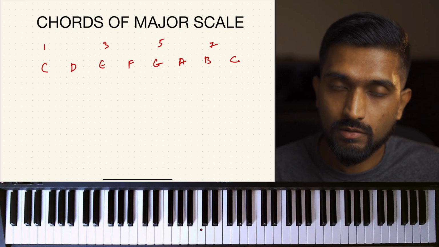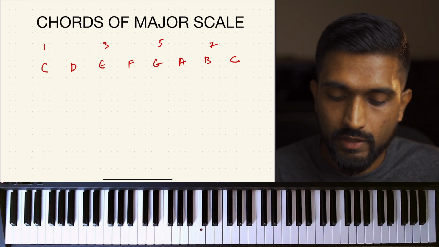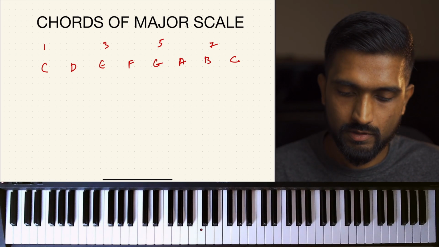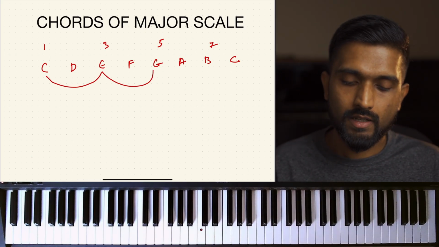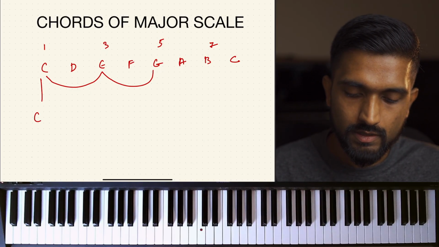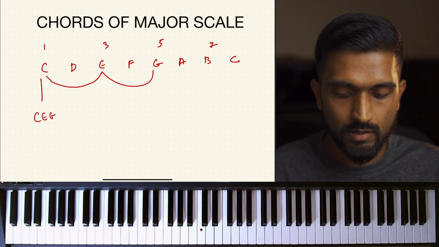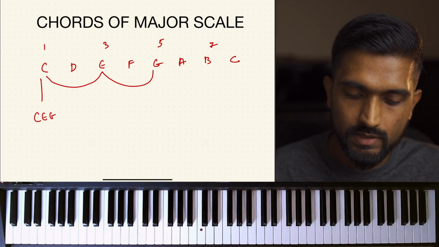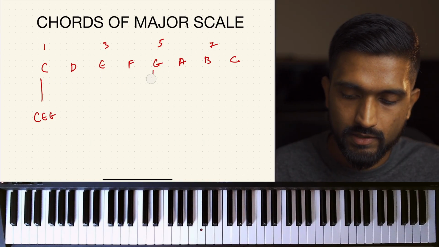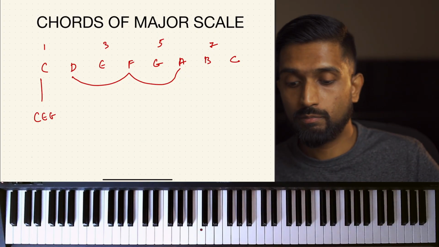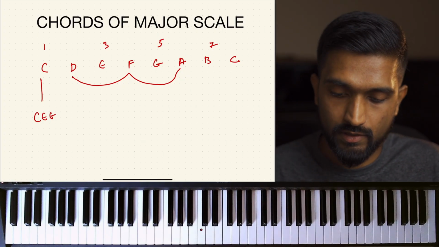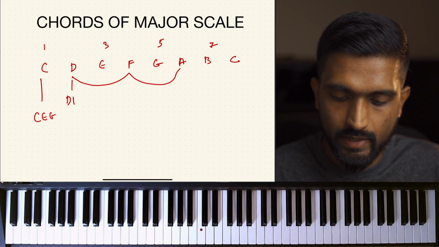Let's start with the first note, which is C. All you need to do is pick alternate notes. So you go C, E, and G, right? You get C, E, G. That is one chord. Now you can do the same thing starting from the next note, which is D, F, A. Remember, alternate notes. You don't pick E, you go to F and then A. So you get D, F, A.